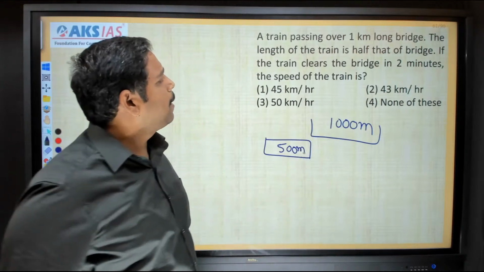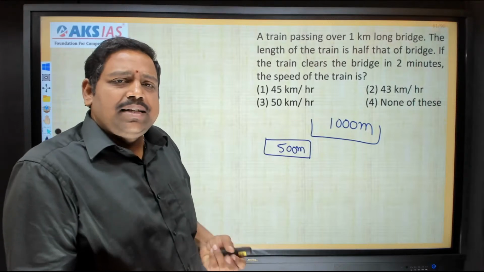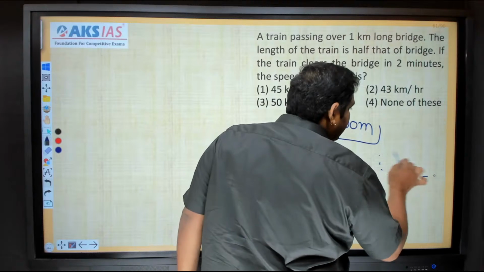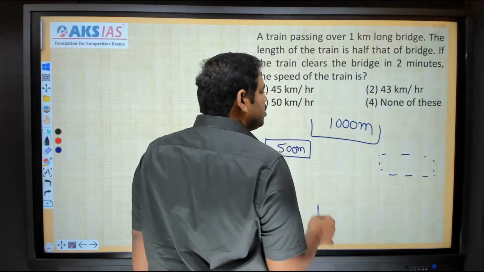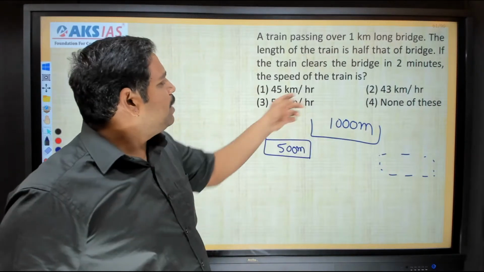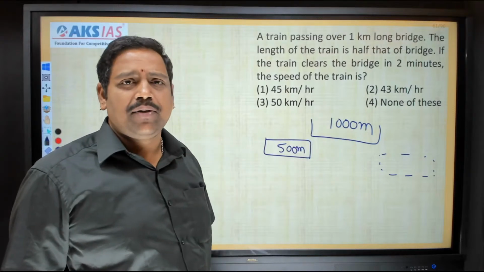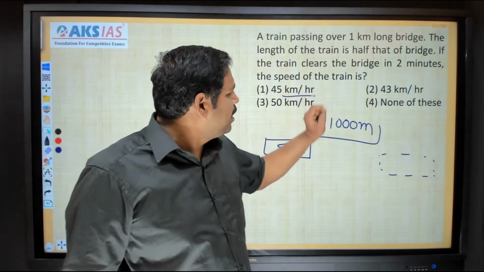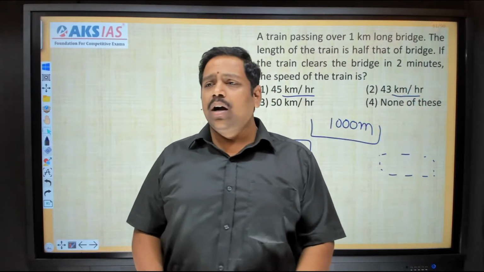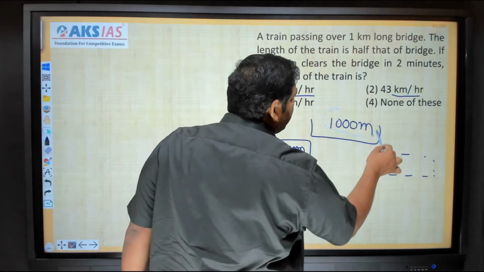Now let's see the next statement. If the train clears the bridge in 2 minutes. Clears the bridge means passes, right? Passing means the train has to come like this. Is it correct? So in how much time it crosses this? In 2 minutes. The speed of the train. So in general we will go like this, sir. Distance will be converted. But if you observe here, it is in terms of kilometers per hour, right? That means if we keep the distance in terms of kilometers, that will be good, right? That's why I'm removing all these things and keeping it in terms of kilometers.